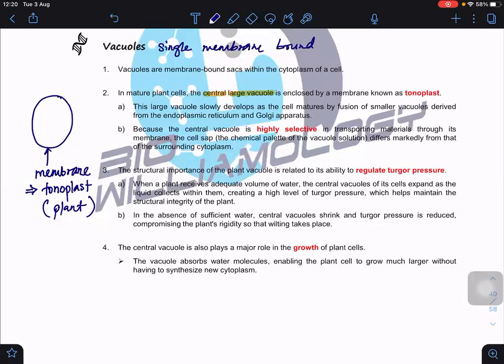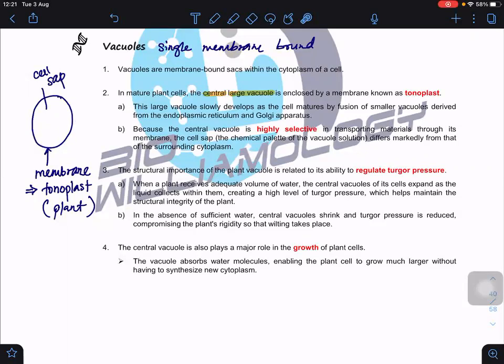These large vacuoles slowly develop as the cell matures, by fusion of small vacuoles derived from the endoplasmic reticulum and Golgi apparatus. Because the central vacuole is highly selective in transporting material, the material inside is known as cell sap. The chemical composition of the vacuole solution differs markedly from the surrounding cytoplasm. So this membrane is selectively permeable.